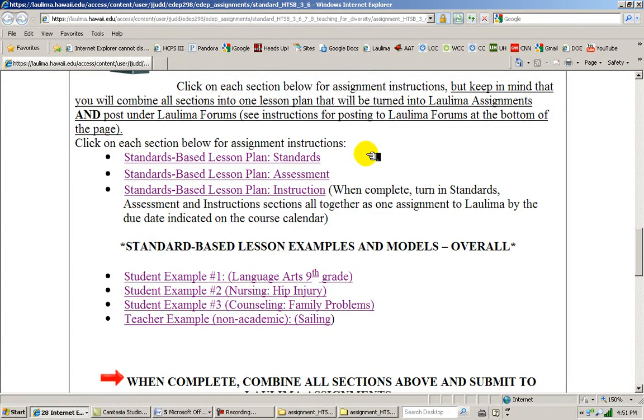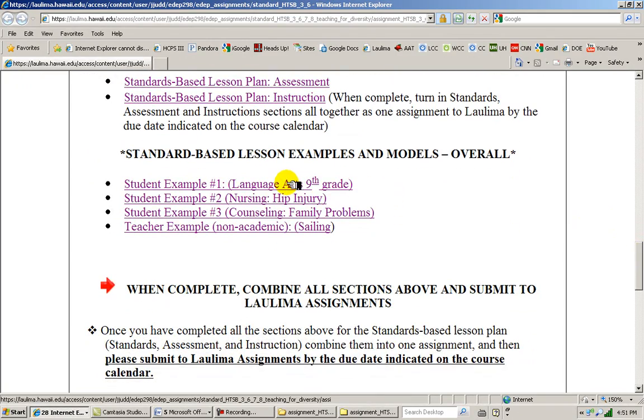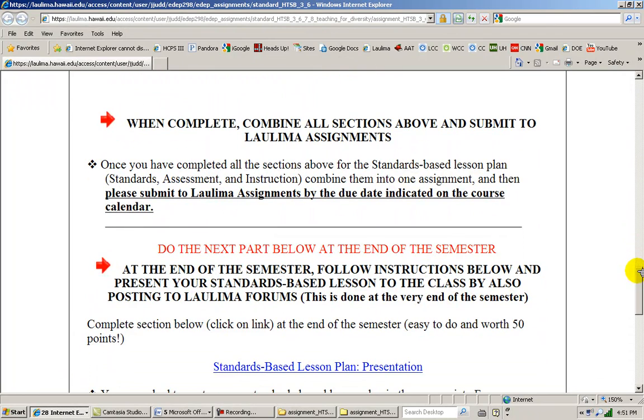When you complete each of the sections, you'll put them all together in a standards-based lesson plan template, which I provide. And if you want to see right away what it's supposed to look like, then you can click on any of these examples. One is a traditional formal academic, language arts for 9th grade. One is for a nurse, one's for counseling, and then one's for non-academic. You'll have a much better idea of what we're looking for.